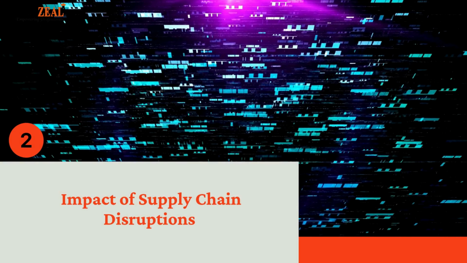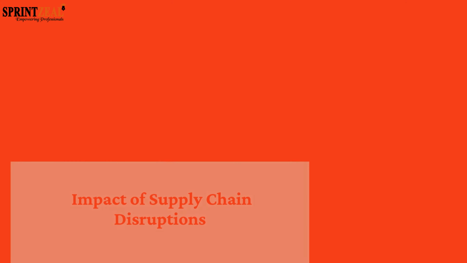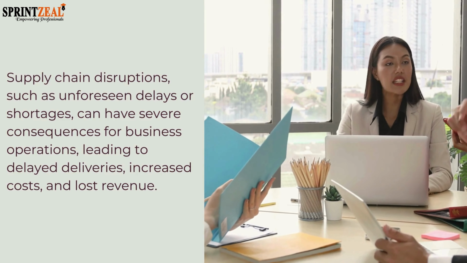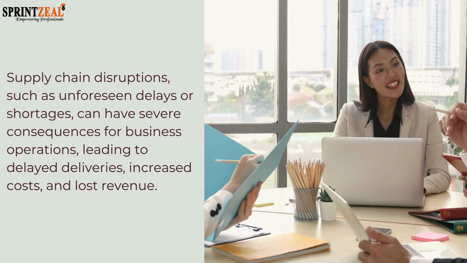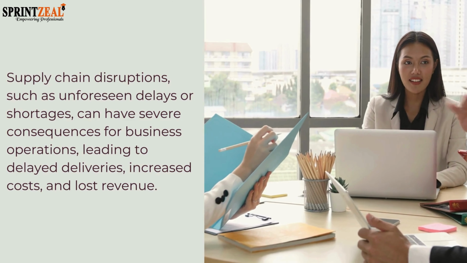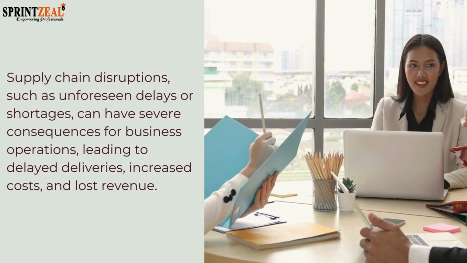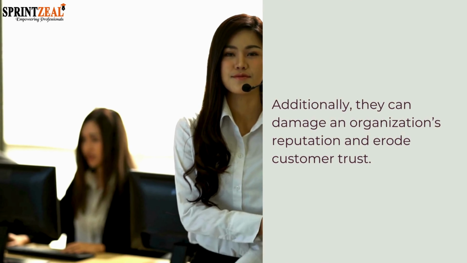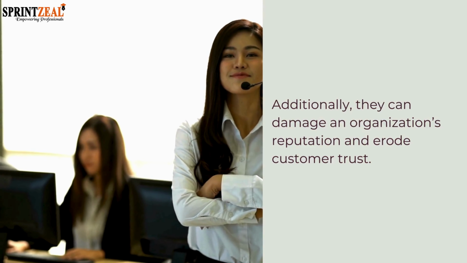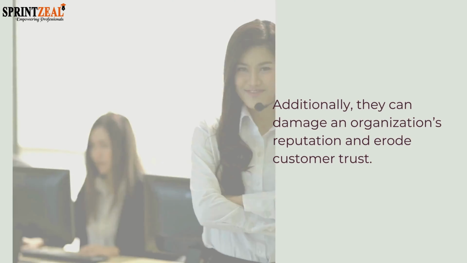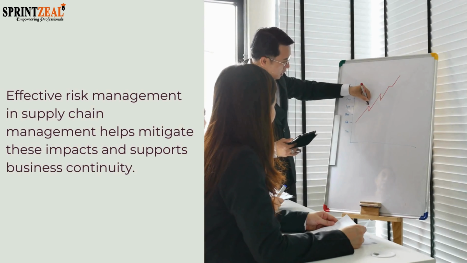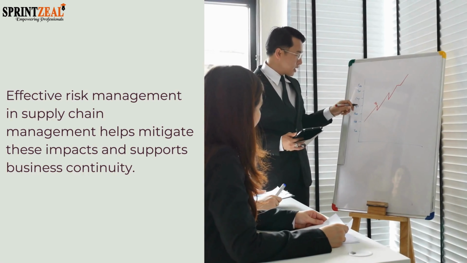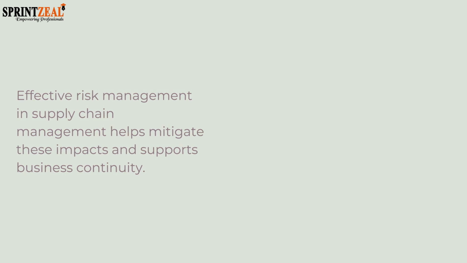2. Impact of supply chain disruptions. Supply chain disruptions, such as unforeseen delays or shortages, can have severe consequences for business operations, leading to delayed deliveries, increased costs, and lost revenue. Additionally, they can damage an organization's reputation and erode customer trust. Effective risk management in supply chain management helps mitigate these impacts and supports business continuity.